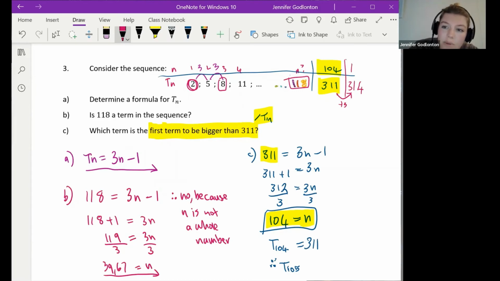And that would be term 105. And so that would be my first term. My first term would be 105, is the first term that is bigger than 311.